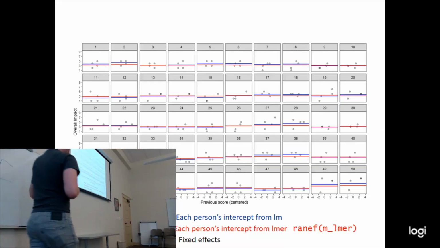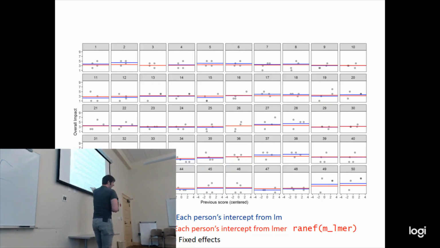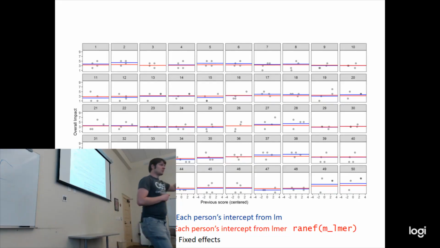What I'm going to show you next is I'm going to draw a black line for the fixed effects, where the fixed effects mean, again, our common estimate across people, so sort of the average of each of these reviewer intercepts and slopes. Okay.